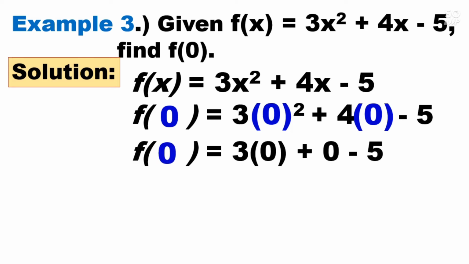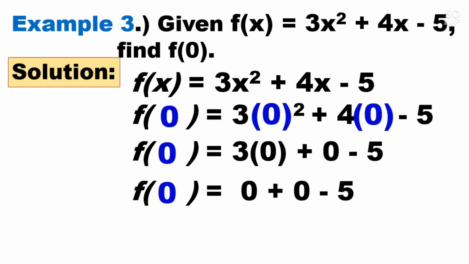Then simplify, we have f of 0, and then we have 3. 0 squared is 0, so that's why we have 3 times 0 plus 4 times 0 is 0. Then negative 5. Then next, we have 3 times 0 is 0, plus 0 minus 5. And then 0 plus 0 minus 5 is negative 5. Okay, so the function is f of 0 equals negative 5.